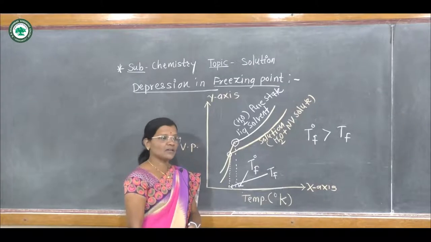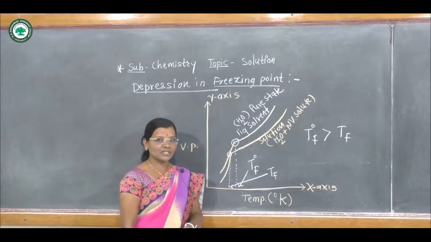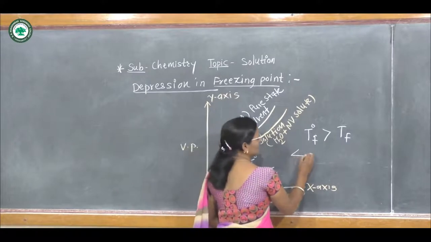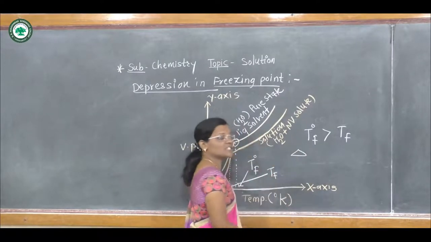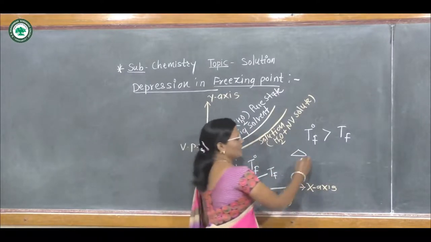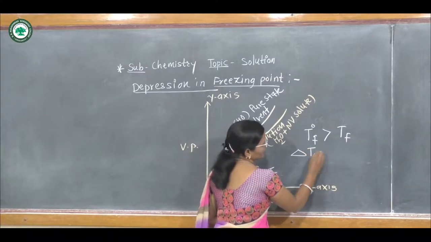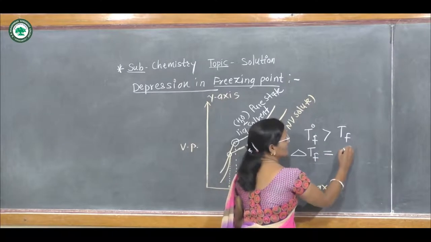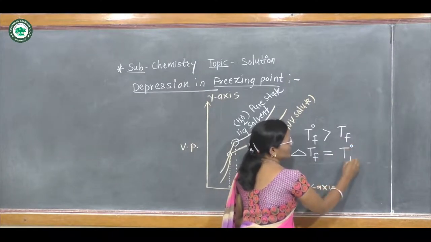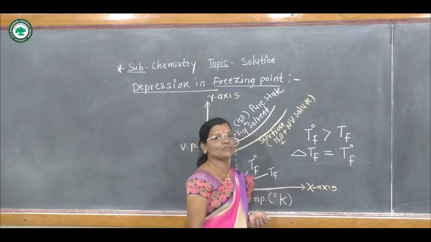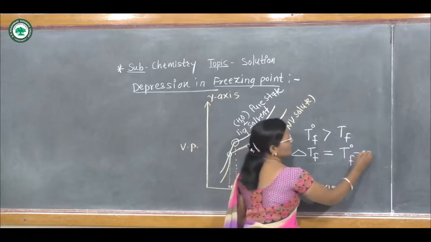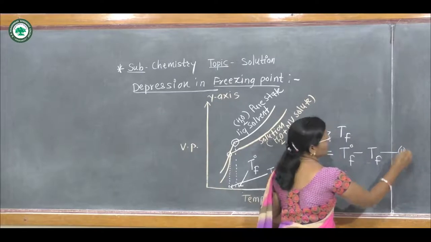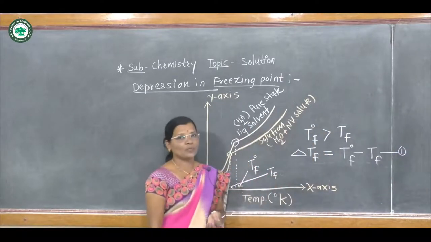And hence the change in freezing point is given by delta, which indicates change in temperature. So delta Tf is equal to, we can write, the change in temperature: T°F, that is freezing point of pure solvent, minus freezing point of solution. Consider this as equation number 1.